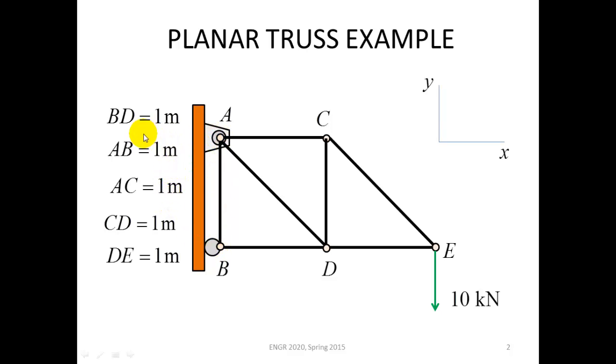and that each member listed here, namely BD, AB, AC, CD, and DE are 1 meter, so that goes without saying that AD and CE are square root of 2 meters each. This is the coordinate system that I'm going to use for the entire analysis, but I will present it at each joint as well.